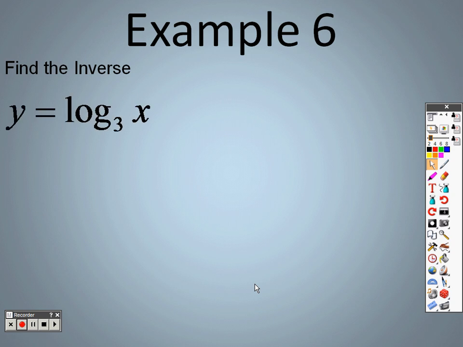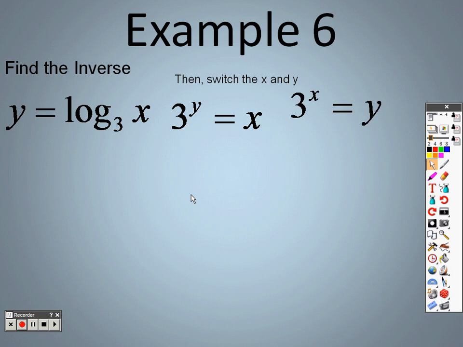For example 6, it says find the inverse. Well, find the inverse means rewriting that, which means you take the base, you write it to the answer. So the base to the answer is 3 to the y equals whatever's left over, which is the x. Then all you need to do is switch the x and the y, so you get 3 to the x equals y. That's all that finding the inverse is. Just rewrite it in exponential form and flip your x and y.